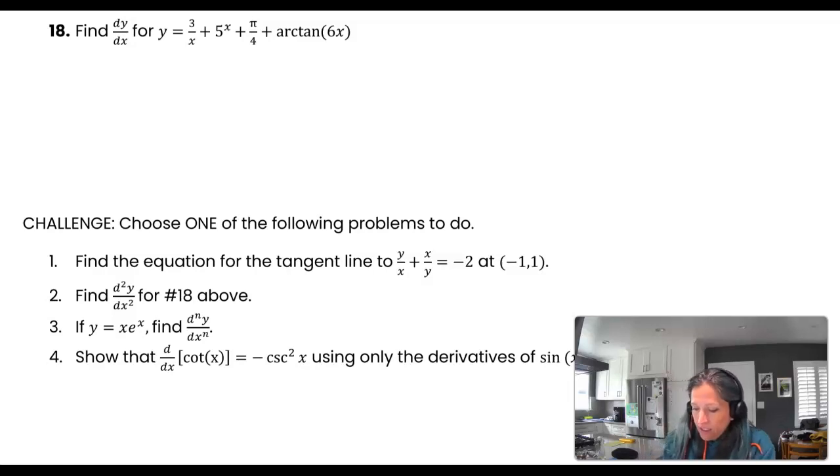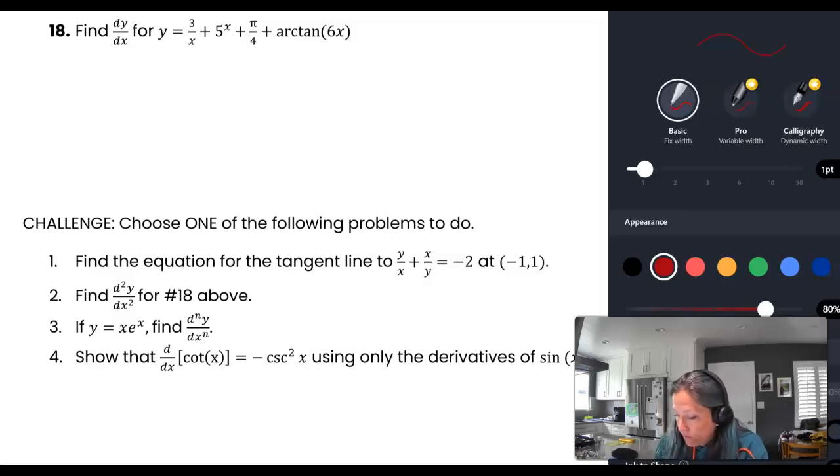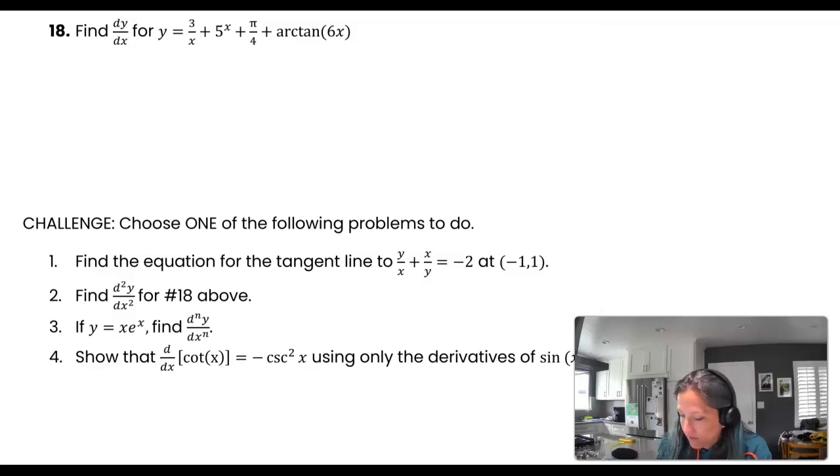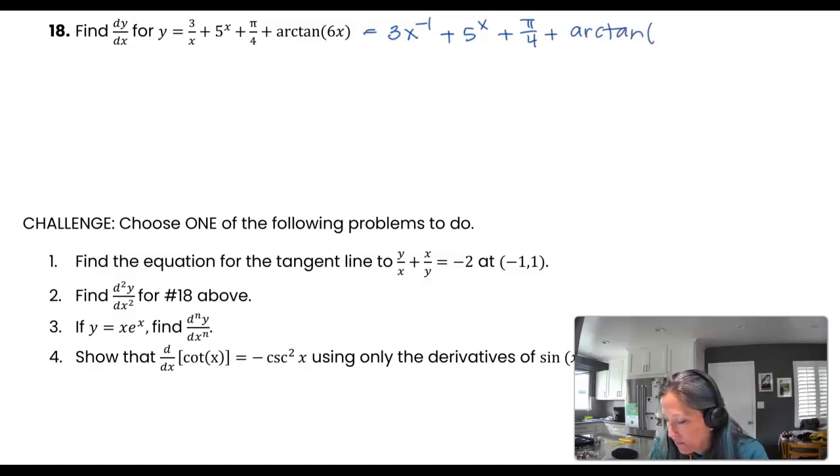All right, 18. dy dx for this kind of gross little thing has 4 terms. First and foremost, we did this one in class, and the first thing I did was rewrite this as 3x to the negative 1, so I didn't have to use the quotient rule. And then the rest of this is pretty straightforward. It's just making us use some of those more awkward derivative rules that we don't use as often.